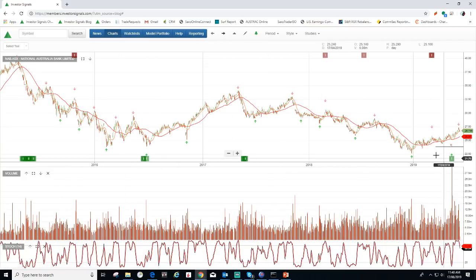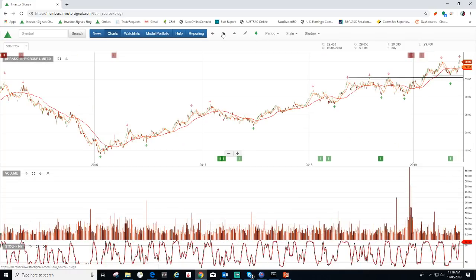National Australia Bank. After really not holding many of the bank stocks in the model portfolios, we've started to see a few of them. We've seen Macquarie, ANZ, National. National was added back into the model here at around $24. The stock's now trading 26 plus. So we're starting to see some positive momentum build in the banking stocks.